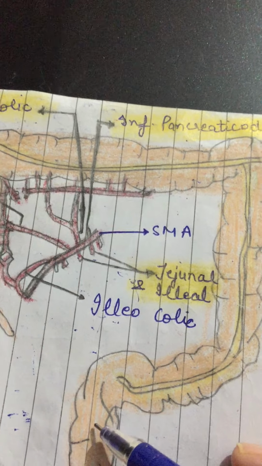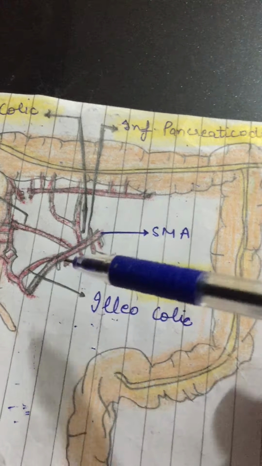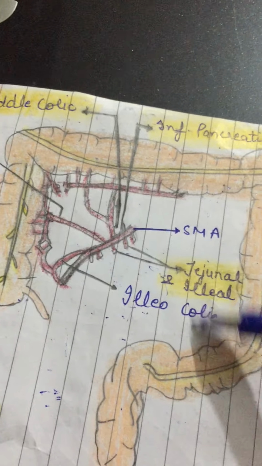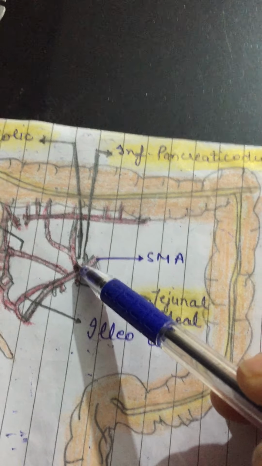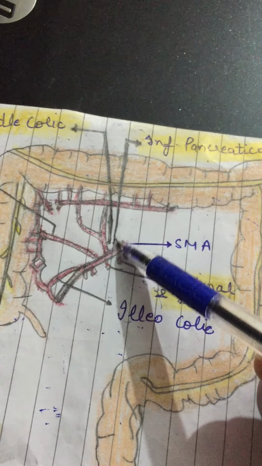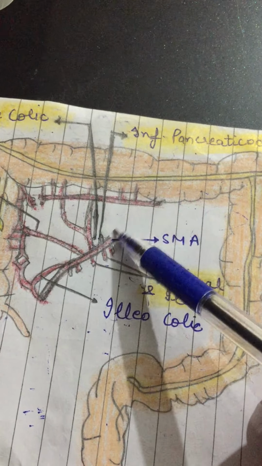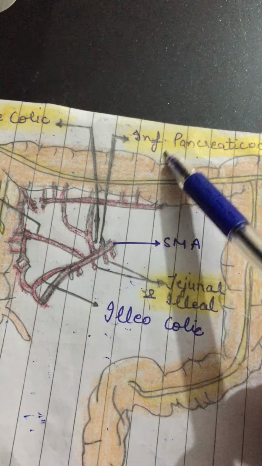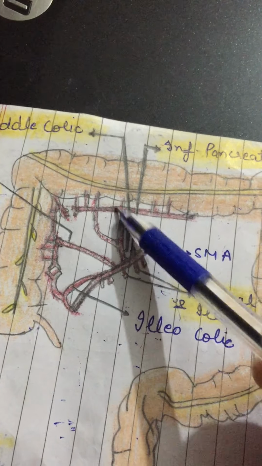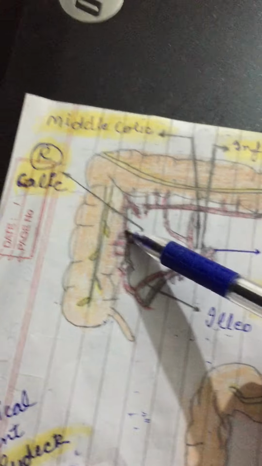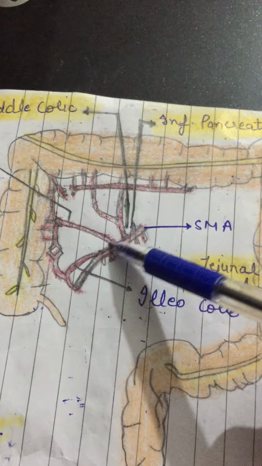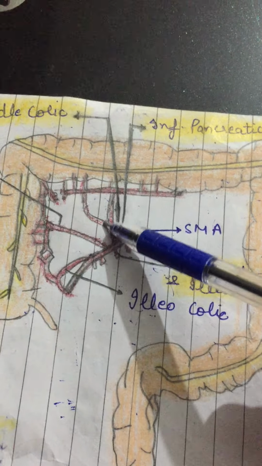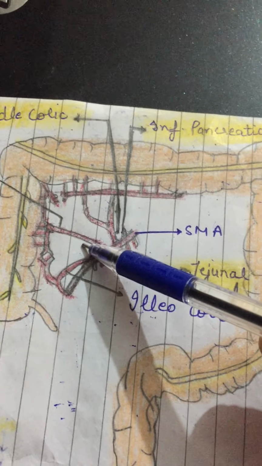Now branches. The superior mesenteric artery gives off 5 sets of branches, from both the right and left side. So this is the right side, this is the left side, right? On the right side, it gives off 4 branches. First is the inferior pancreaticoduodenal. Then we have the middle colic artery second. Third is the right colic artery. Fourth is the ileocolic artery. These are the branches from the right side, right? And then we have branches from the left side.